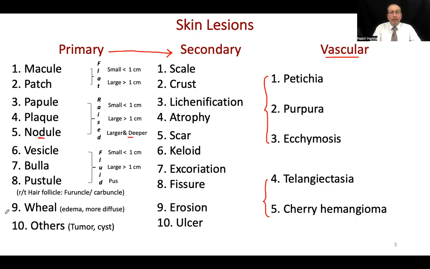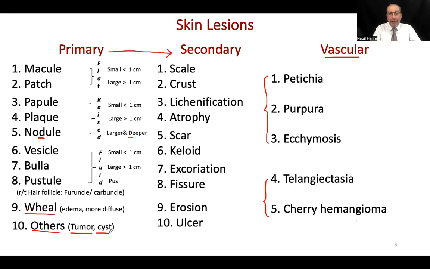And usually the pustule is related to a hair follicle. And infection of a hair follicle is called folliculitis. Other examples of primary skin lesions: the wheal, which is the lesion characteristic of urticaria or hives, and other primary lesions like tumors, like lipoma, for example, or cysts, like epidermoid cysts.